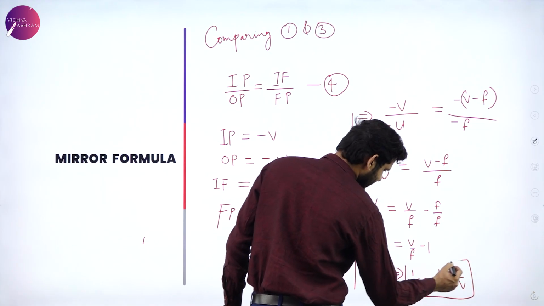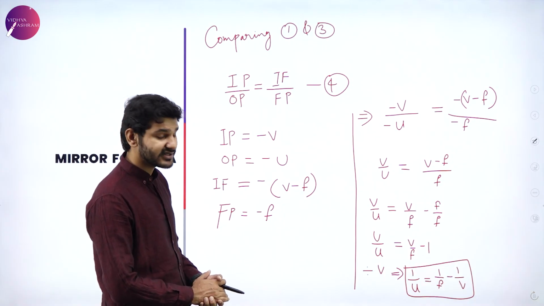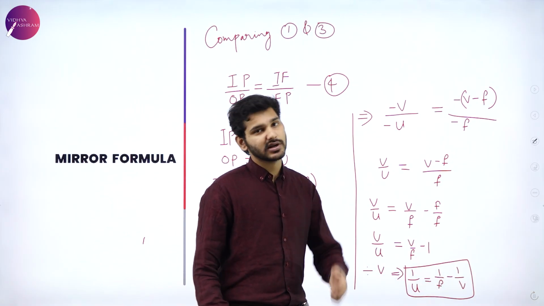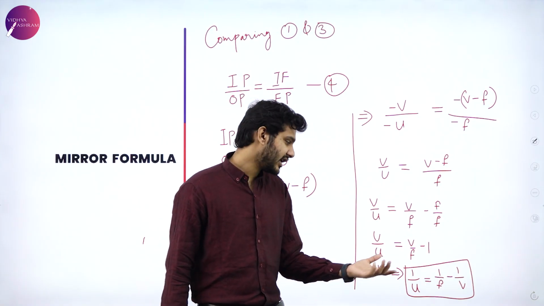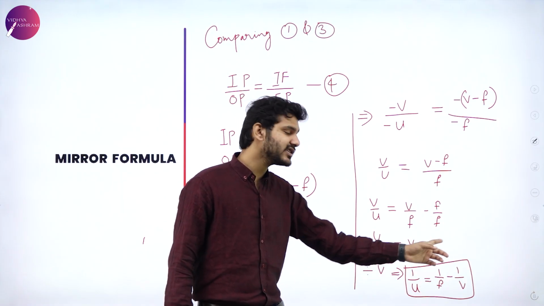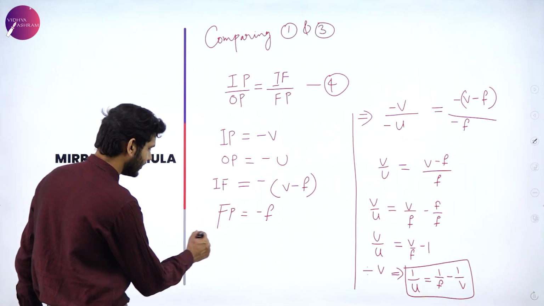So this is the mirror formula, or simply this is what is known as a relation between the object, the image and the focal length. So if I rearrange this particular equation, I can make it more pretty and I can just say that 1 by F is equal to 1 by U plus 1 by V. So this is known as the mirror formula.